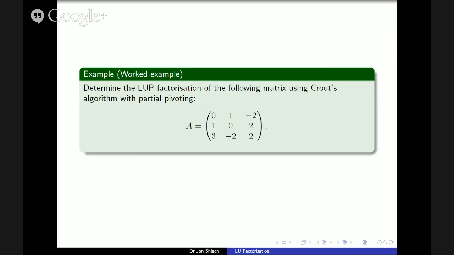And A32 is A32 minus A31 times A12. So A32 is 1 minus A31, which is 0, times A12, which is minus 2. Notice we're taking that A12 there.